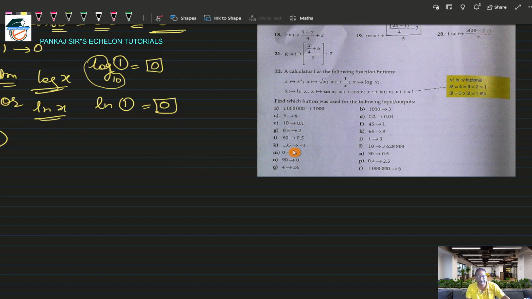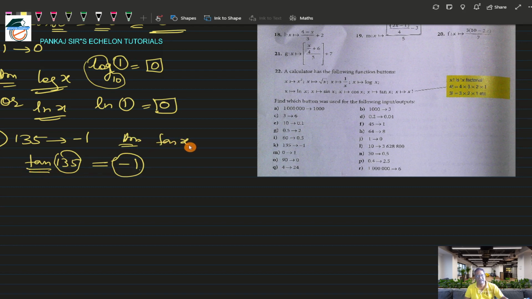K. 135 to minus 1. Now 135 and minus 1, let me tell you. If you go on the calculator and press this button, 10 to the power of 135, the answer that you will get is minus 1. What this means is this is the input, this is the output that we want, and the function used is 10 to the x. So the answer for this will be 10 to the x.